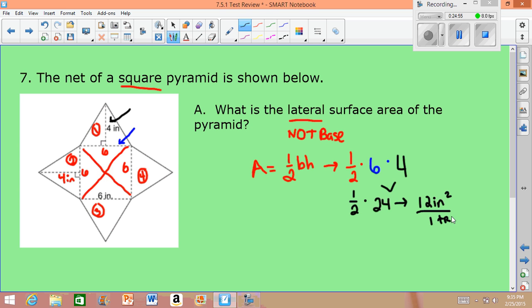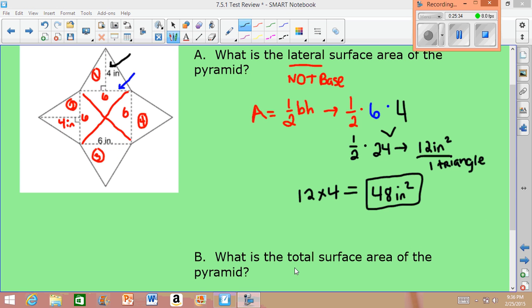But when we need to find that surface area of the lateral surfaces, we need to find all 4 triangles. So that should be pretty easy. We just take our 12 inches squared, multiply it by 4 for our 4 triangles, and that's going to give us a total lateral surface area, remember, not the bases, of 48 inches squared. So that would be our answer for that question.